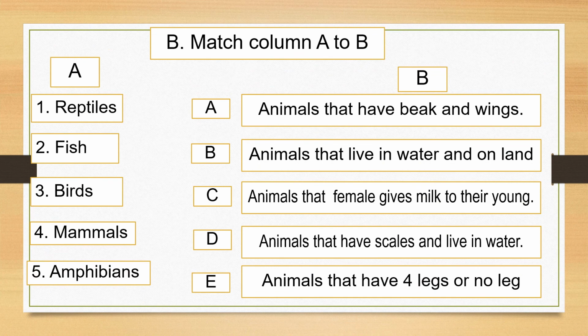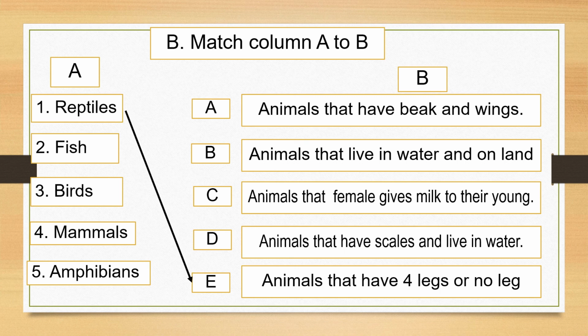Next for your exercises, you are going to match column A to column B. Column A are the classifications of vertebrates: reptiles, fish, birds, mammals, and amphibians. And column B are the descriptions. So let's start. Number 1, reptiles. What are reptiles? A, B, C, D, or E? It is letter E. So reptiles are animals that have four legs or no legs.